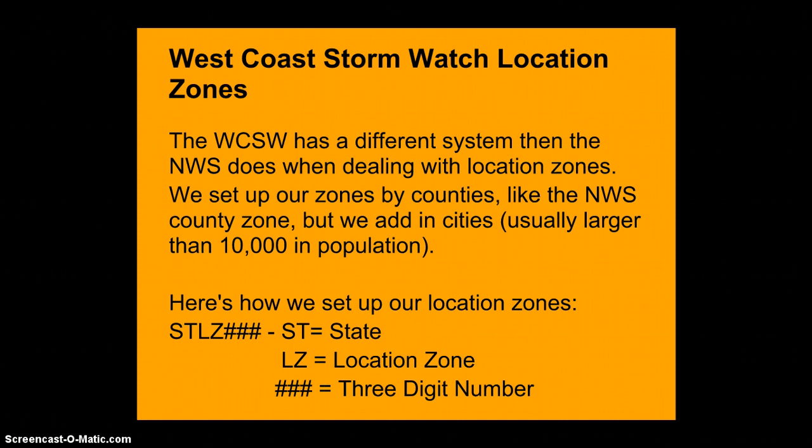So like Spokane, Adams County would be Washington Zone 005. We do them ending in zeros or fives. The 000 would be like the whole state. 005 is the first county of the first National Weather Service office zone. It's not in alphabetical order, it's by region. It used to be just random throughout the whole state.